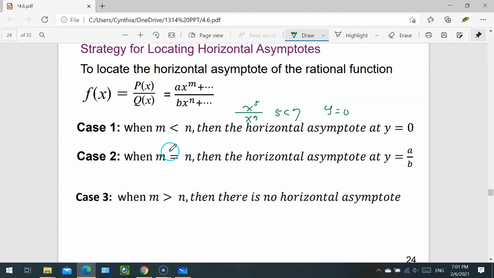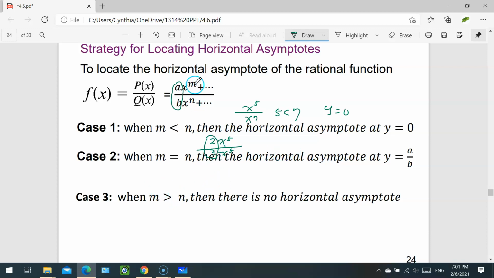The second condition is when m is equal to n, then the horizontal asymptote is at y equals a over b. For example, you have 2x to the power 5 over 3x to the power 5. So the highest degree power on the numerator is equal to the highest degree power on the denominator. In that case, 2/3 will be the horizontal asymptote.